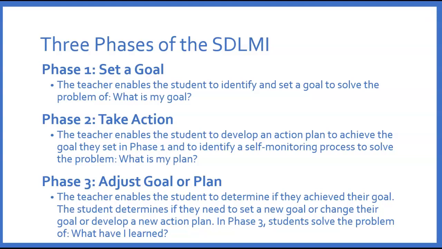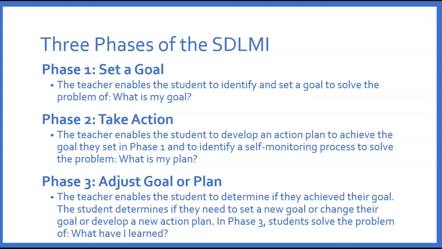The 3 phases to the self-determined learning model of instruction are: First, setting a goal, where the teacher enables the student to identify and set a goal to solve the problem. What is my goal? Then, to take action, what's the plan? The teacher enables the student to develop an action plan to achieve the goal. They work on self-monitoring process to solve the problem.